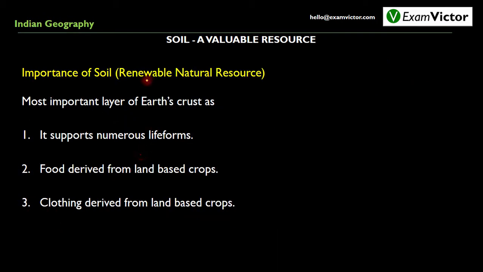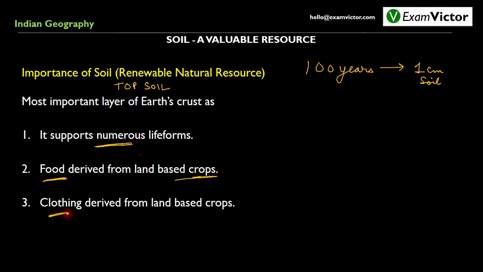We know that soil is a renewable resource and that nature renews it in such a way that in 100 years it leads to the formation of 1 centimeter of soil. But topsoil is the most important layer of earth because the agricultural yield depends on the fertility of this topsoil. Not only this, topsoil supports numerous life forms. It becomes the source of food which we derive from the crops that we grow. It also provides us with clothing which we derive from land-based crops like cotton.